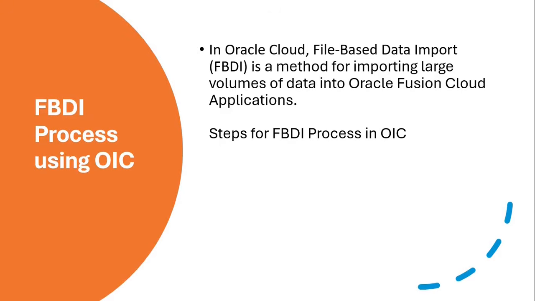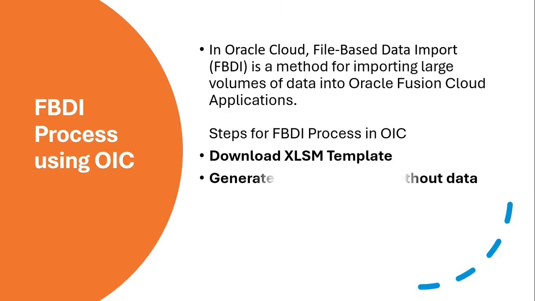So what are the steps for the FBDI process? Let's understand. First of all, we have to download the XLSM template from the Oracle portal. Suppose we want to create the supplier, in that case we have to download the supplier template. Then we have to generate a CSV file from that template, and that CSV file may contain all the data that we want to upload, or we can just take the CSV format and later in OIC, from the source file, we can populate the data into that CSV file.